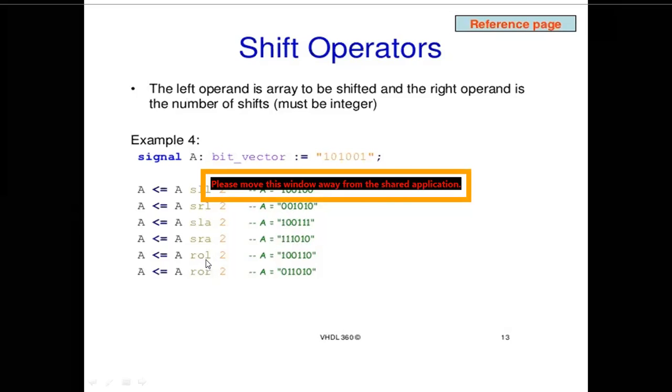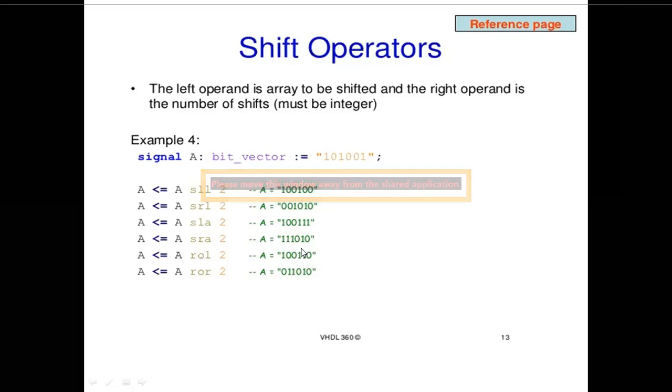Next, rotate left. Already you know the rotation operation. Rotate left means the bits are shifted to the left side. This bit comes to this place, like that. Here 2 digits are shifted, therefore the 1001 comes to the MSB place.